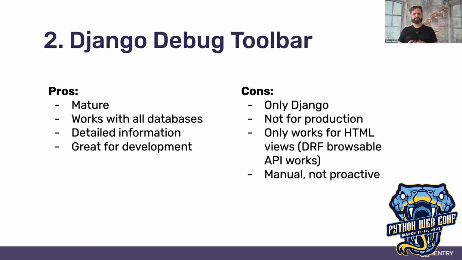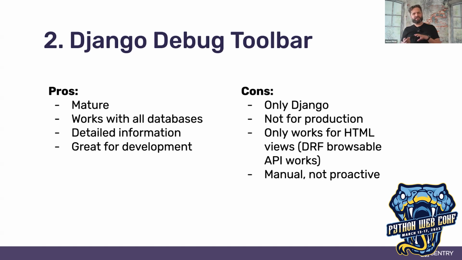And it's just great for development to fix those things early on before they even touch production. The cons is it's only working for Django, so all the FastAPI and Flask guys are out of luck. And it's also not for production because you do not want to have this debug toolbar button to be seen by anyone visiting your website. And it also works for HTML views, which kind of is, because it's so old, that's the heritage basically.